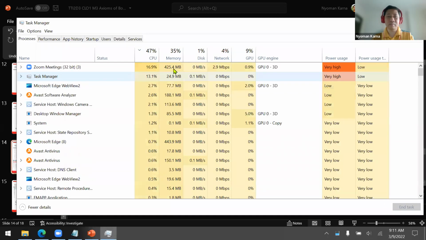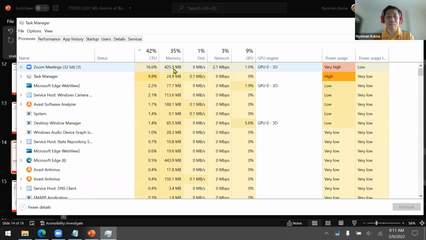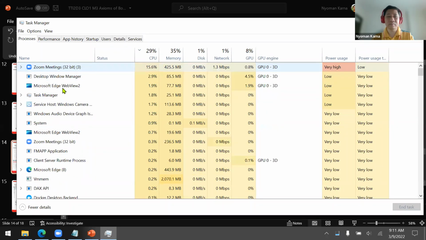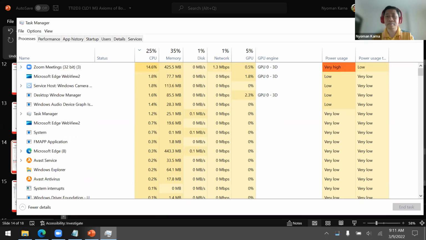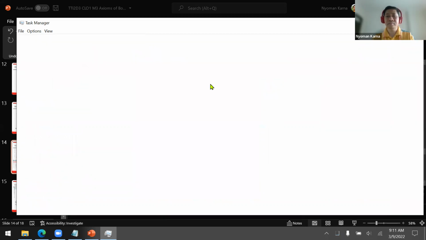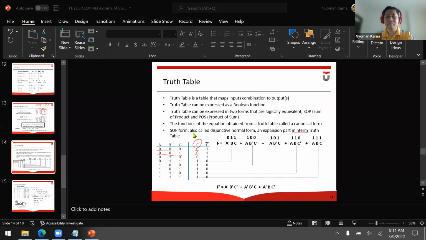Well, it's really use Zoom. Okay. Okay. Next.